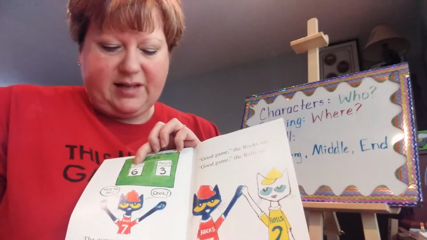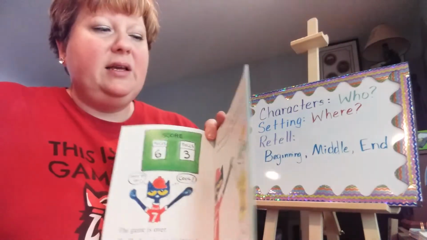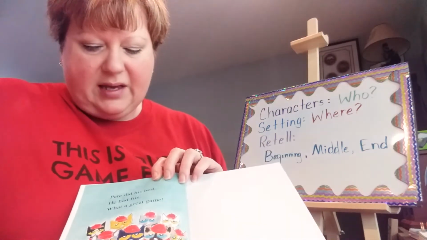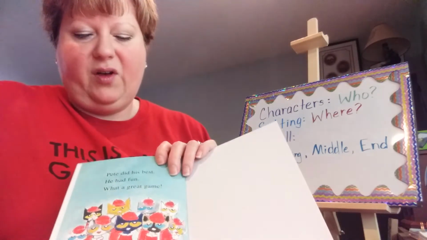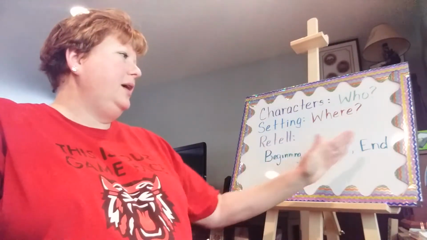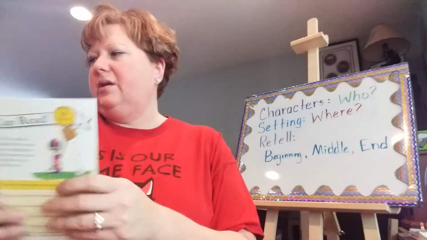Because he was in the rocks. That was 6, and the roll scored 3. But the main thing was, if you remember, they said at the end they had fun. So when you look at this, Pete did his best. He had fun, and they had a great game. Okay, so my beginning, middle, and end. So that's just 3 simple things from the story.